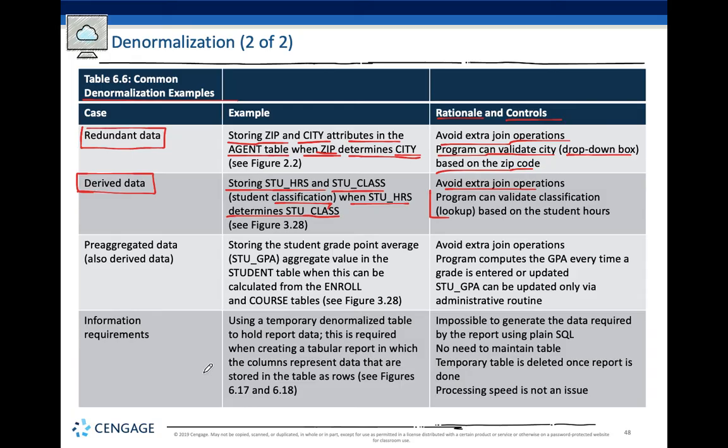Like this, there are some other examples here. Storing the student GPA aggregate value in the student table, when in fact it can be calculated from the enroll and course tables. So you can always calculate GPA from all the individual course grades. But you don't usually do that. You store the GPA in the student table, again to avoid extra join operations. And the control is that a program should compute the GPA every time a grade is entered or updated, and so on.